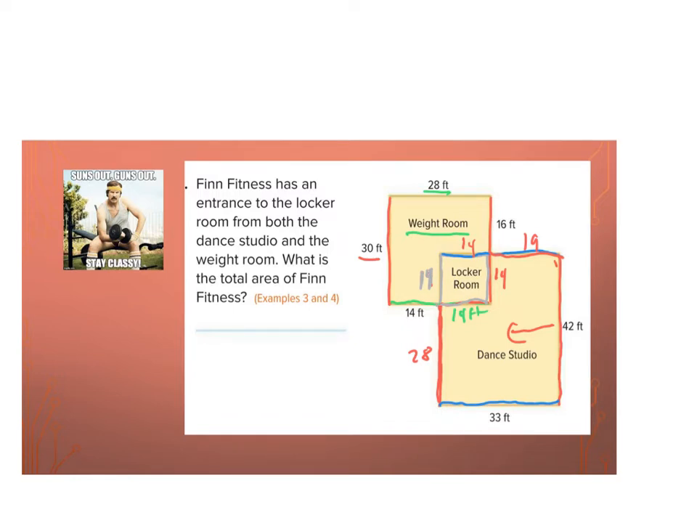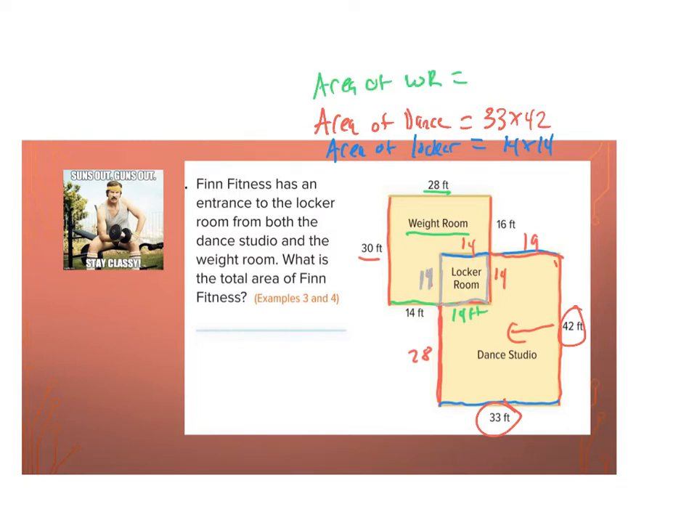So if we want to calculate everything, all we have to do is find the area of the dance studio. So area of dance is just 33 times 42. The area of the locker room is 14 by 14. And then the area of the weight room is 28 by 30.